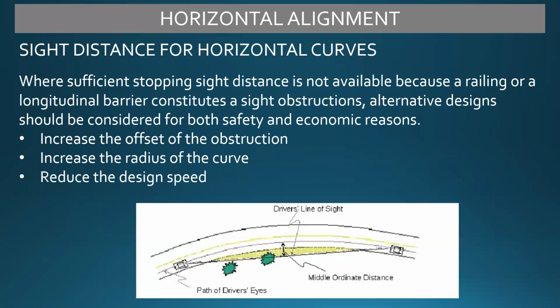We move the road away so that the driver's view is clear, or we increase the radius of our curve, which improves its alignment, or we will reduce the design speed.